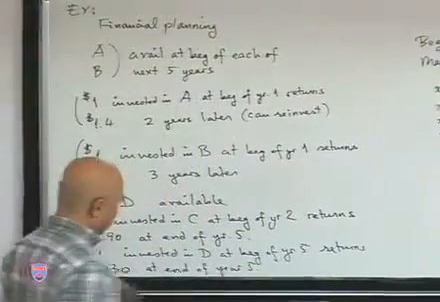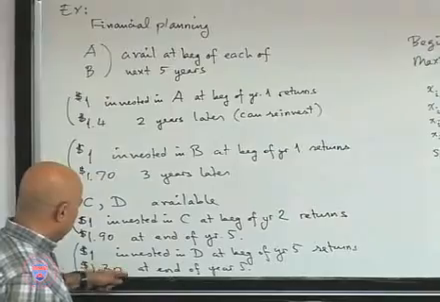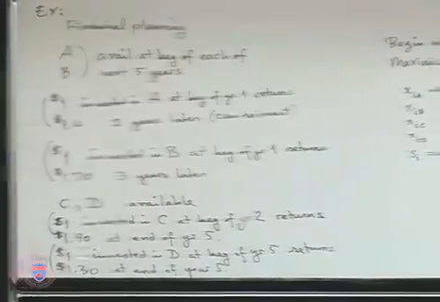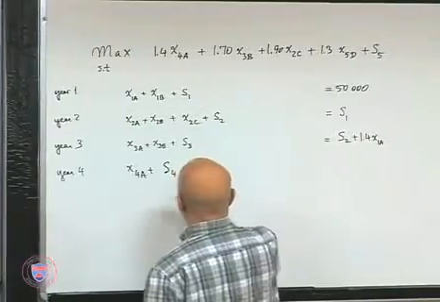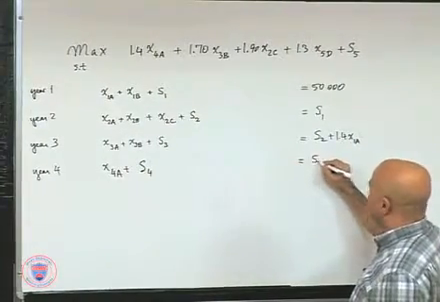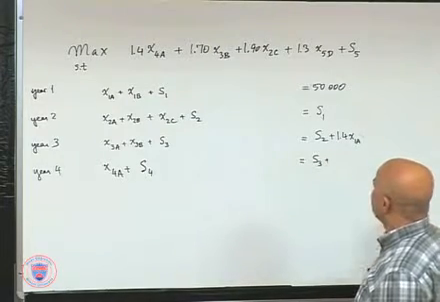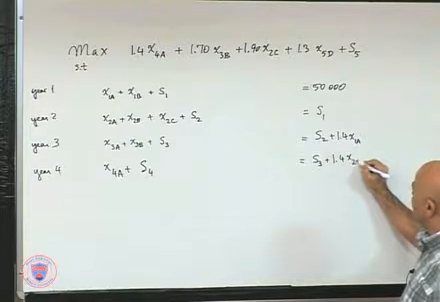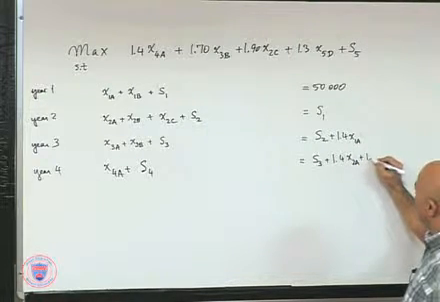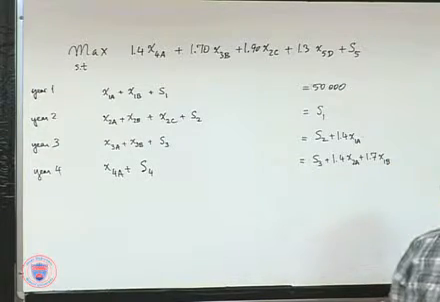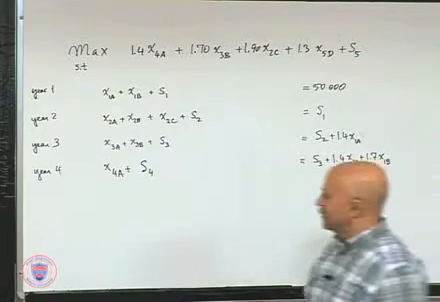C is not available, and D is not available. So we've got S4 here, and that's going to be equal to S3 plus 1.4 X2A plus 1.7 X1B. Anything else? No, nothing else.